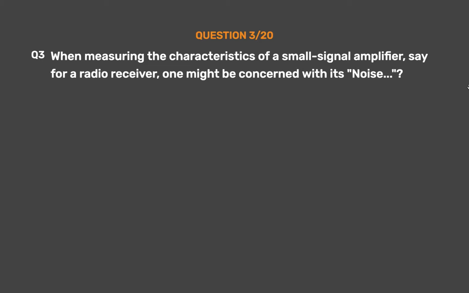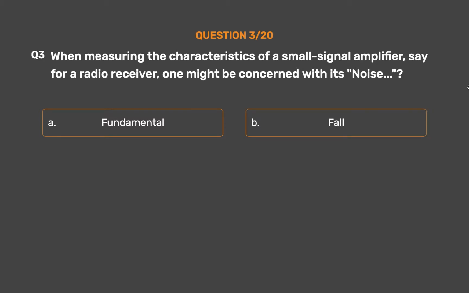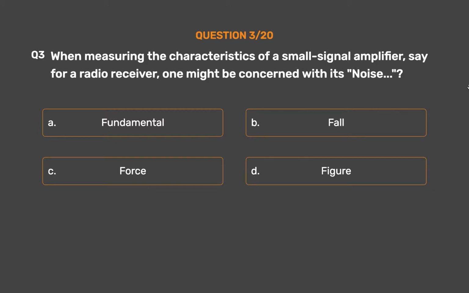Question number 3. When measuring the characteristics of a small signal amplifier, say for a radio receiver, one might be concerned with its noise. Option A. Fundamental. Option B. Fall. Option C. Force. Option D. Figure. The correct answer is Option D.